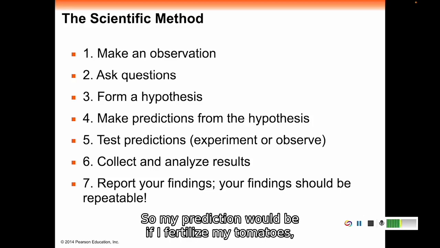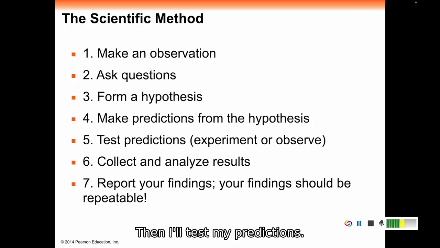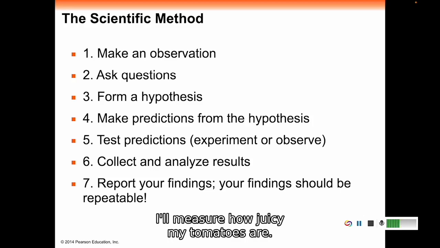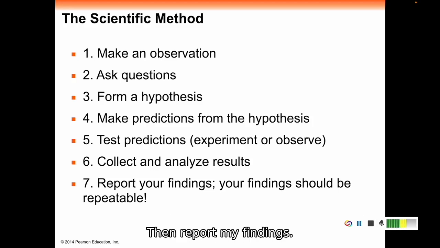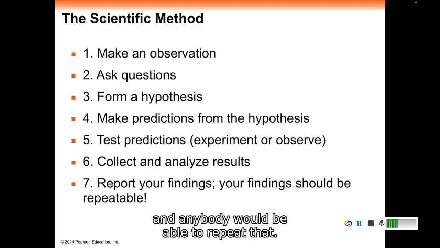So my prediction would be, if I fertilize my tomatoes, they will grow taller and have juicier tomatoes. Then I'll test my predictions. I'll get some more plants and I will grow some of them with fertilizer and some of them without. I'll collect and analyze my results. I'll measure how tall my tomatoes grow. I'll measure how juicy my tomatoes are. And then report my findings. And my findings should be repeatable. So if I give my fertilizer to you, you would also see larger tomatoes. And anybody would be able to repeat that.